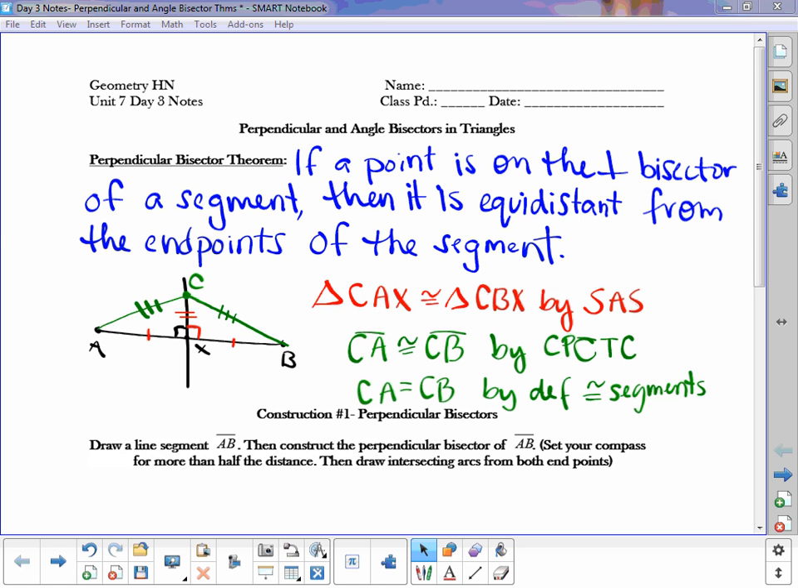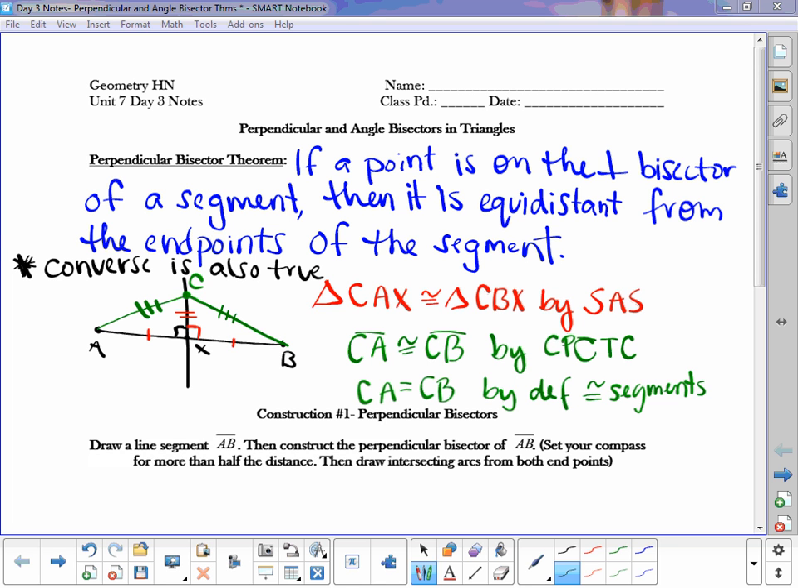Now, if you would please put a little asterisk here and write in converse is also true. So the converse of the perpendicular bisector theorem is also true. And that would be, remember, we go backward. So the converse says that if there is a point equidistant from the ends, then that means that point lies on the perpendicular bisector. So it goes both ways. And either way, we'll just call it perpendicular bisector theorem.